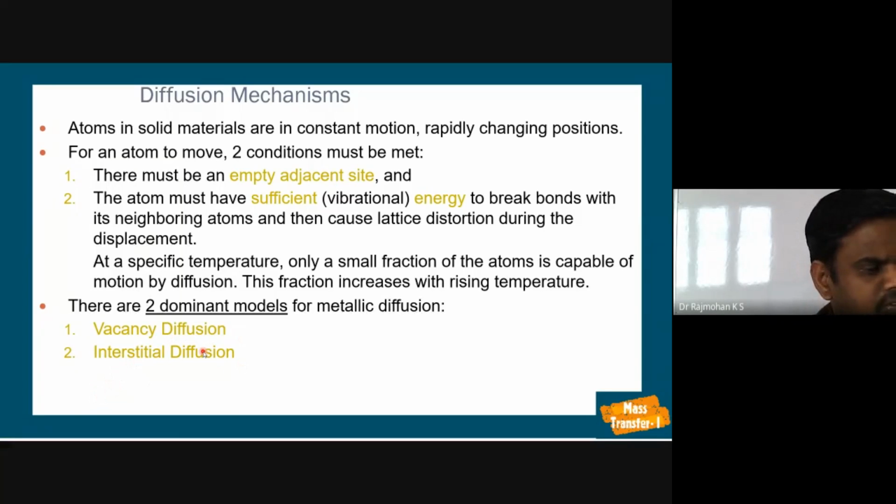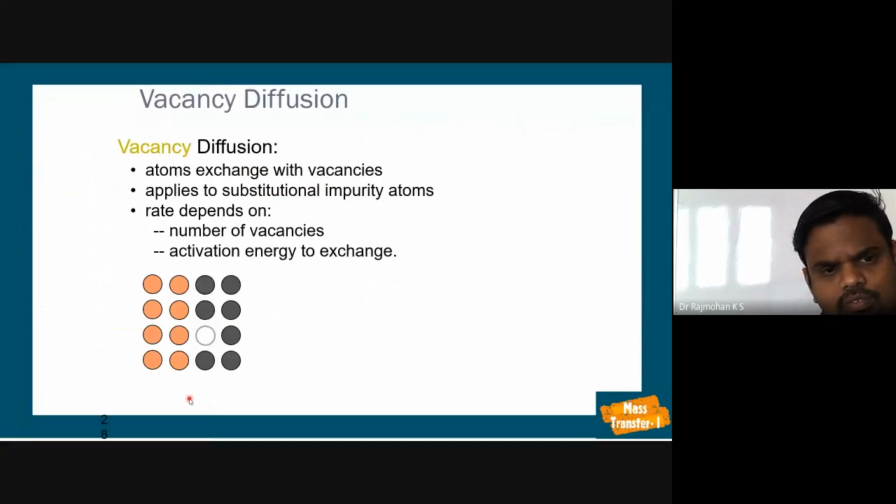So vacancy diffusion refers to an adjacent vacancy being there. Atoms exchange with vacancies, so it applies to substitutional impurity atoms. The rate of this vacancy diffusion will depend upon the number of vacancies available and how much activation energy is available to exchange, to move from here to there. Here this impurity refers to another foreign material. It's pure A, it is B, so you have A and B, and there is a vacancy, so the movement has to take place from here to here.